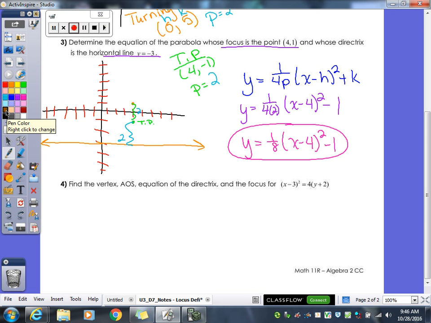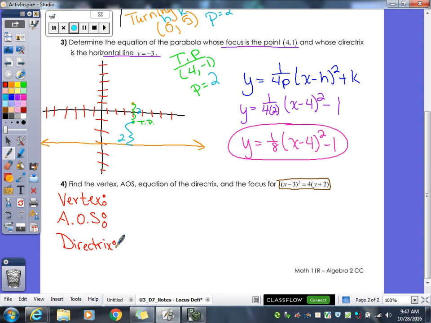Okay, and then number 4, find the vertex, axis of symmetry, equation of the directrix, and the focus for this given equation here, which is in locus definition. This is just the form that's not as commonly used. It was that first form that I showed you on the first page. So what I'm going to do is make myself a little list here. I need to know the vertex. I need to know the axis of symmetry. I need to find the directrix. And I need to find the focus. Okay, so there's my list.